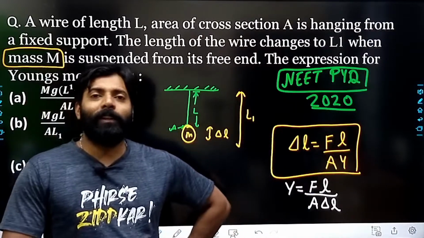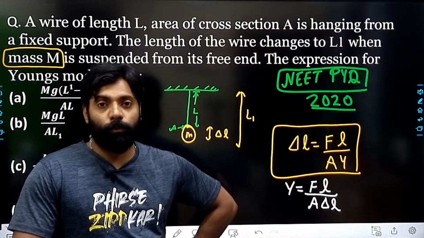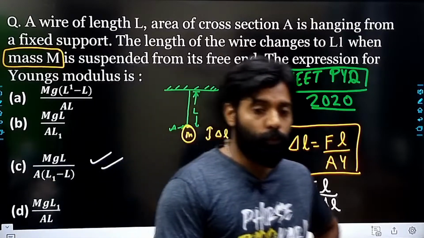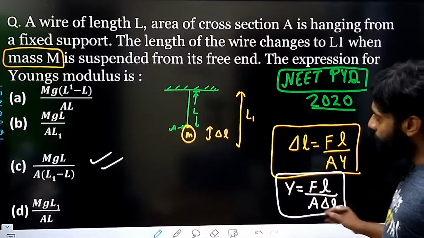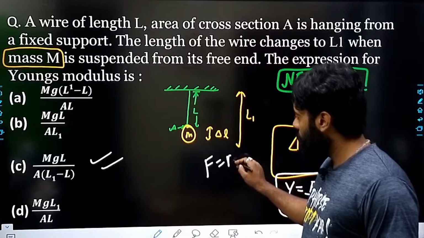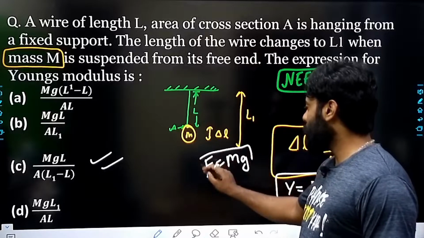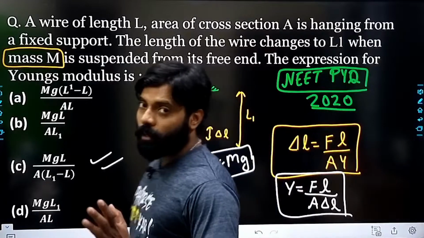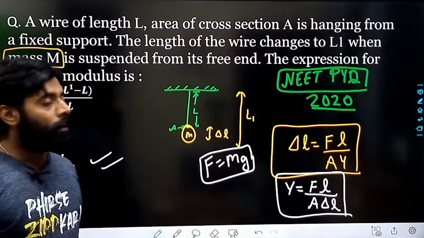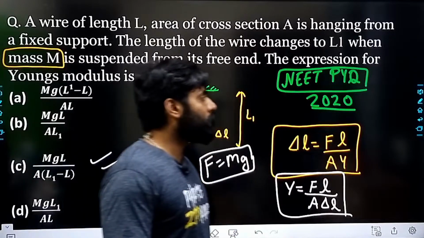There is a trick to learn this thing. We know that delta L is equal to Fl upon AY, and from this we know the Young modulus will be this, and the force will be mg. We are considering that there is no mass in the string, कुछ मास ही नहीं है स्ट्रिंग का, तो हमारे पास ये वैल्यूज आ जाएगी, right? So let's move towards the next question.